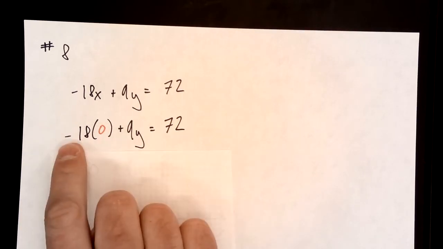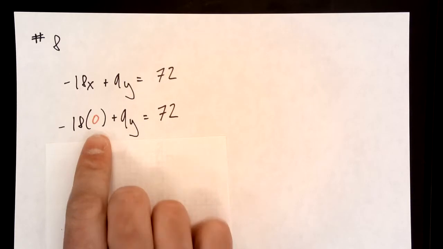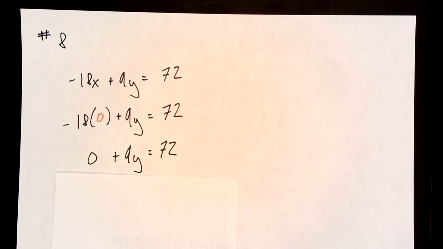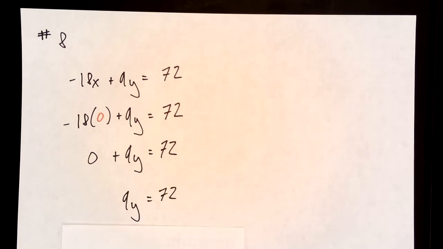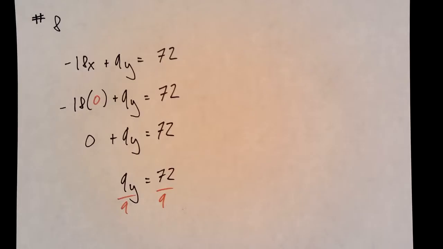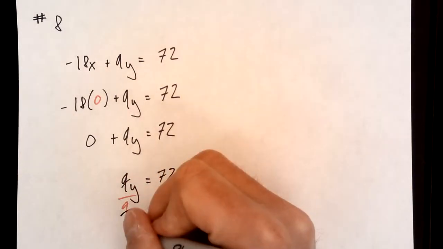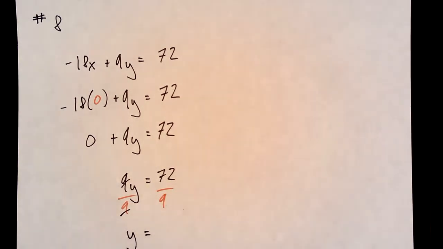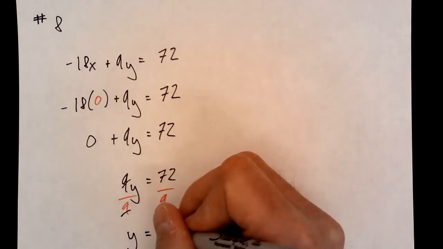Now -18 times 0 is just 0. And 0 plus 9y is just 9y. So now my last step to find the y-intercept is just get y by itself. To do that, I'm going to divide both sides by 9. And when I do that, I have y equals 8.